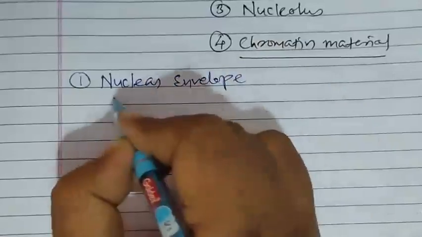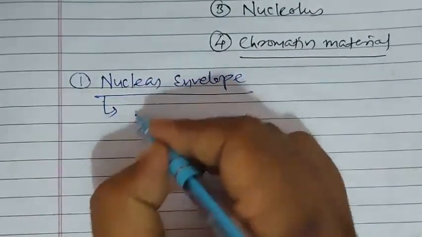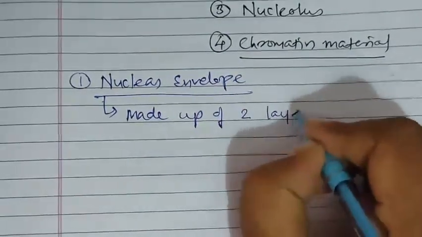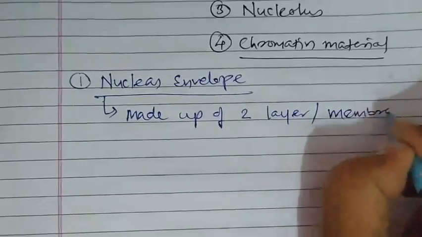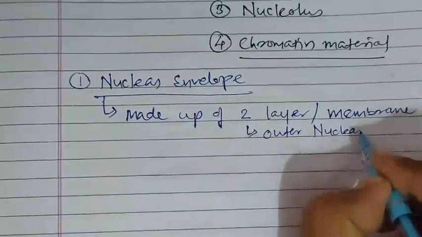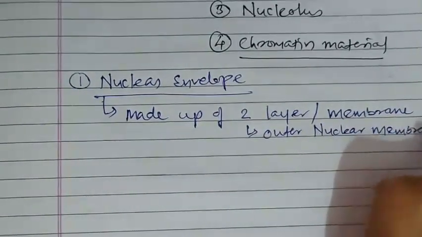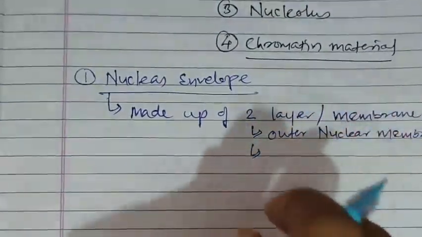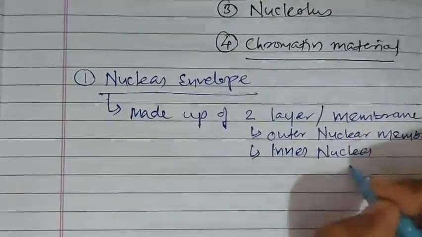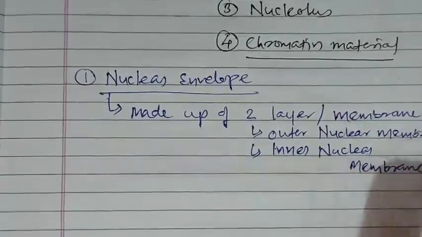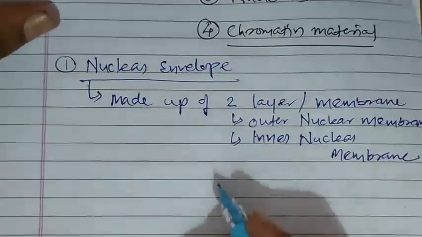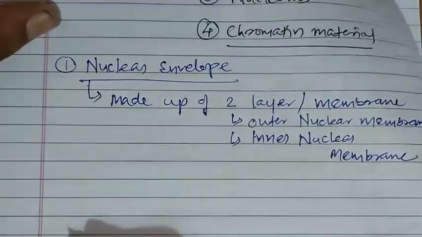When we talk about the nuclear envelope, the nuclear membrane is made up of two layers or two membranes, that is the outer nuclear membrane and the inner nuclear membrane. Outer nuclear membrane and inner nuclear membrane, these two types of nuclear membrane will be formed. Okay, so that is what a nuclear envelope is.